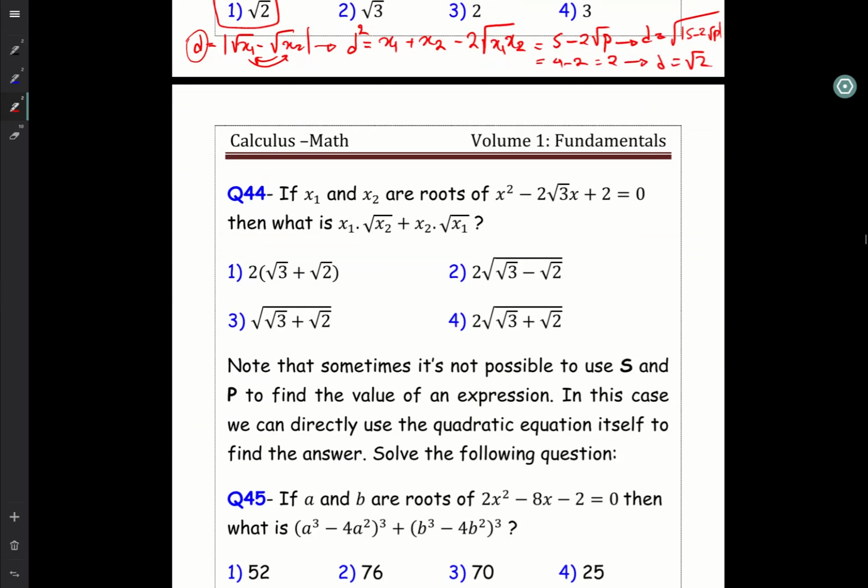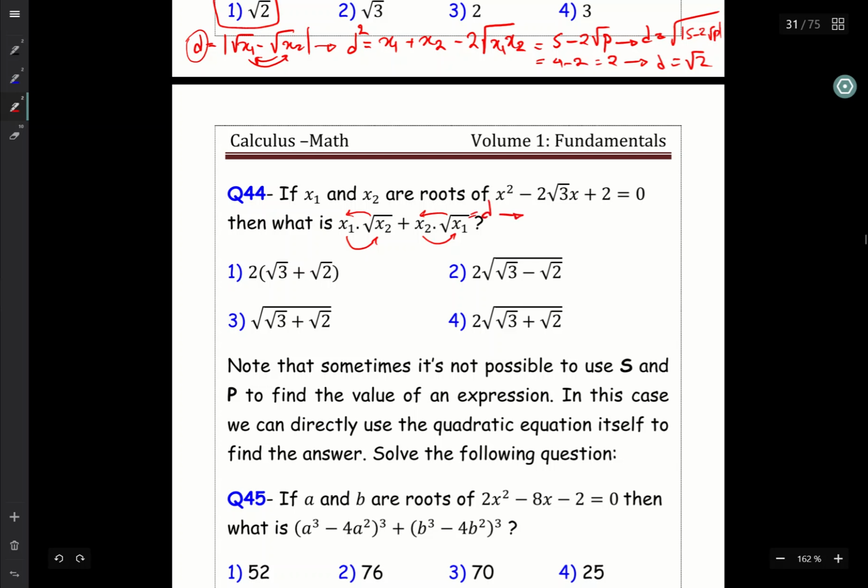Question 44. If x1 and x2 are roots of x squared minus 2 square root of 3x plus 2 equals 0, then what is x1 times square root of x2 plus x2 times square root of x1? Again, this seems to be a symmetric expression. If I exchange the position of x1 and x2, I end up with the same expression. And then let's call it d.